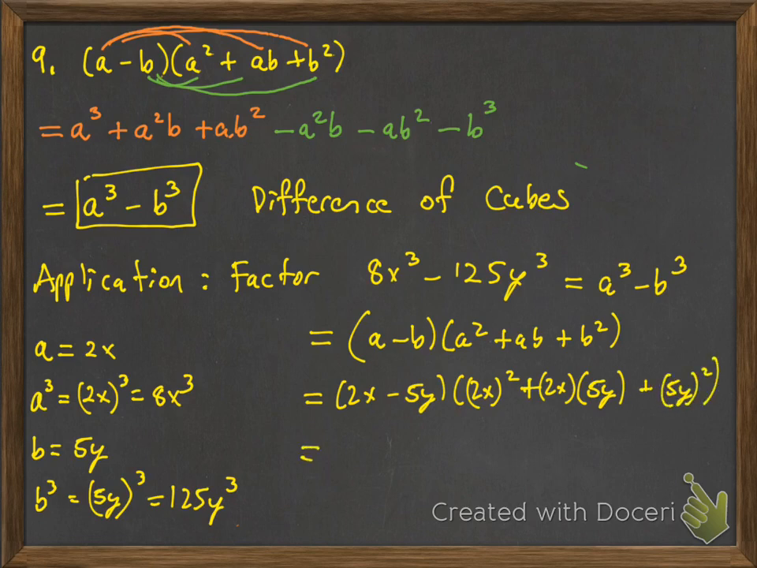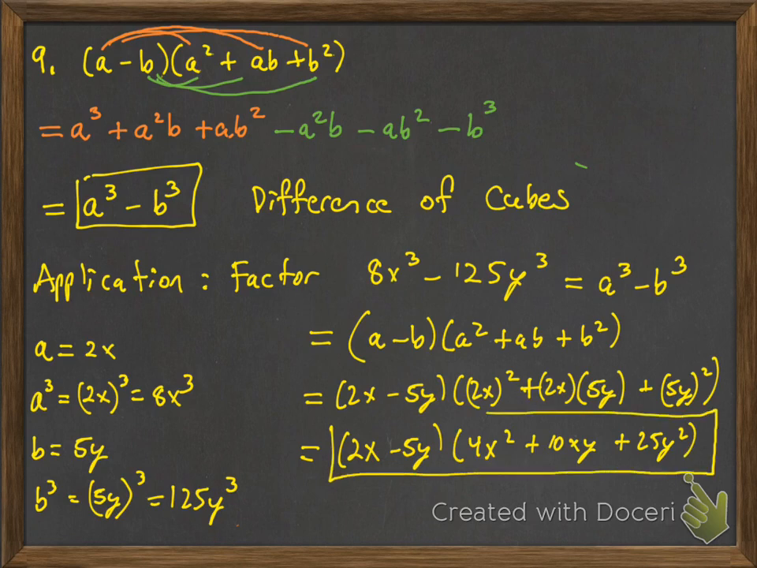So last thing to do is go ahead and kind of simplify things down a little bit. So the 2x quantity squared is 4x squared. 2x times 5y is 10xy. And then 5y squared is going to be 25y squared. And that's the thing completely factored out.